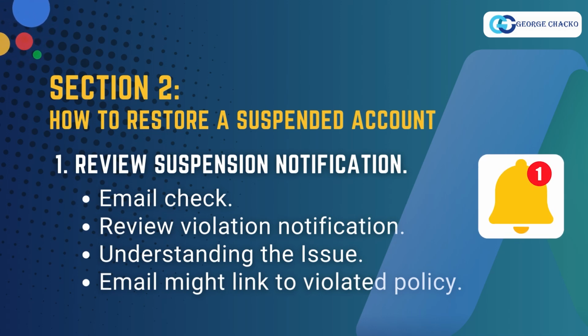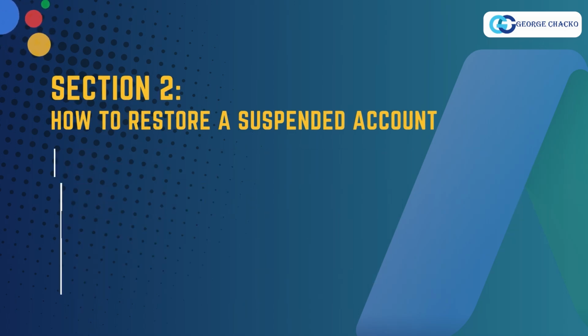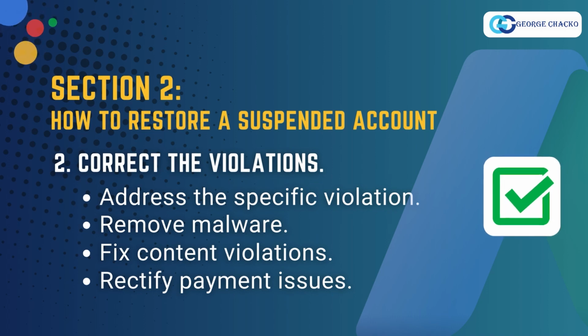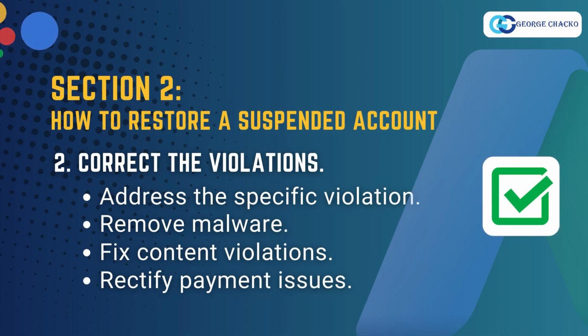Check the email that Google sent you for clues, as it might have some indication of which policy was violated, and that's a good starting point. If the email does not clearly state what went wrong, they might link to the policy that was violated, and that narrows down the field of rectification of policy violations. Once you have the information about what needs to be changed, you should go ahead and address the specific violation mentioned in the email. For instance, if it's a policy violation, make the necessary changes to comply with Google guidelines.